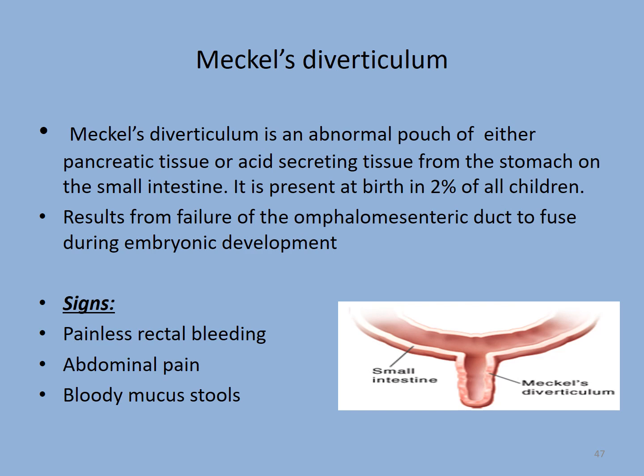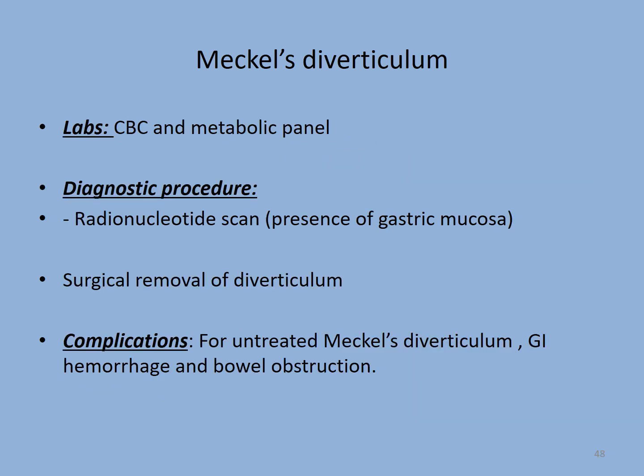What we see in these little ones is painless rectal bleeding. The key term here is painless rectal bleeding, okay? It's not painful, it's painless. Abdominal pain and bloody mucus stool. Usually they'll do a CBC and metabolic panel. They'll do a radionuclide scan to see if there's gastric mucosa available, and then they'll remove it.